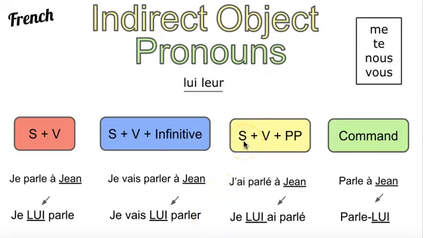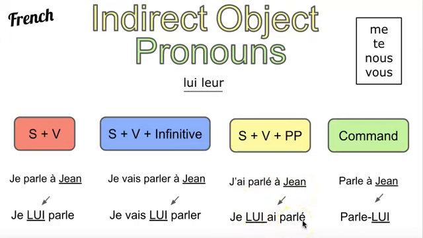For the next position, you have a subject plus verb plus a past participle. And here we are referring to the passé composé, a past tense that we use in French. And this is actually the auxiliary. So when you have subject plus auxiliary plus past participle, your indirect object pronoun will go before your auxiliary. For example, j'ai parlé à Jean. I talked to Jean. Je lui ai parlé.